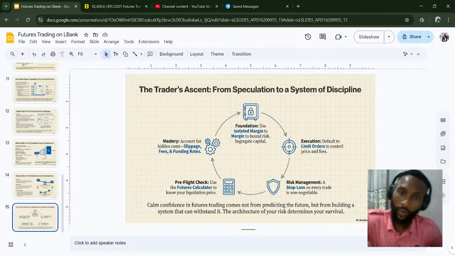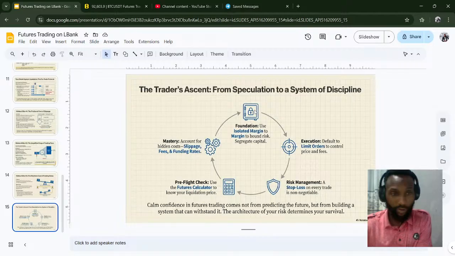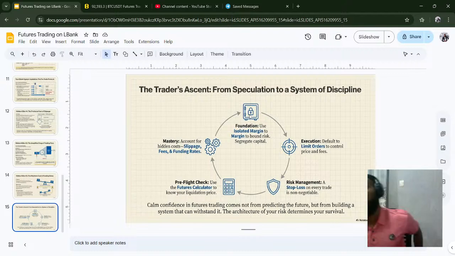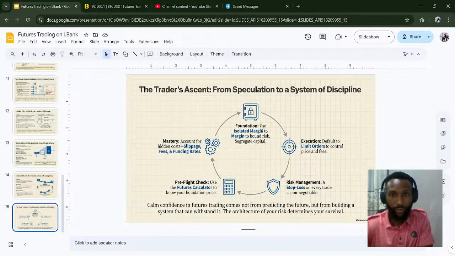This takes the trader from speculation to a system of discipline. Let's see this diagram here. Foundation: use isolated margin. This is the process as a beginner, this is how you should go about it. Use isolated margin to bound the risk and segregate capital. Use isolated margin as your starting point.